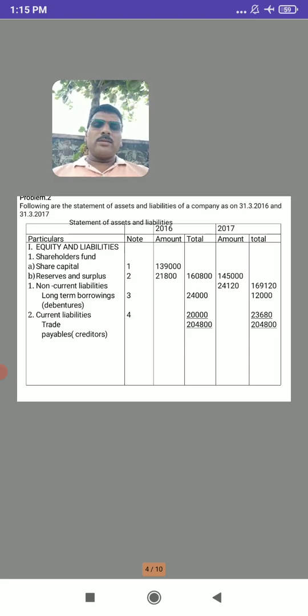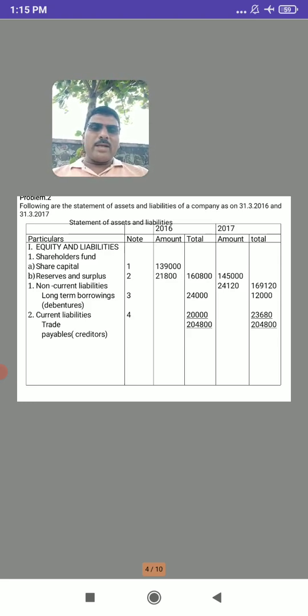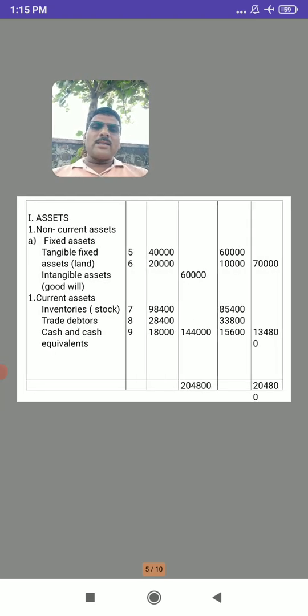In the same way, non-current liabilities, that is long-term borrowings, that is debentures, note 3, it is rupees 24,000 and 12,000. Current liabilities, that is trade payable, that is creditors, is given according to note 4. The creditors for 2016 is 20,000 and for 2017 23,680. So when we total all the liabilities, we get 2,04,800 total for 2016 and 2,04,800 total for 2017 in the balance sheet. So now we will take assets.